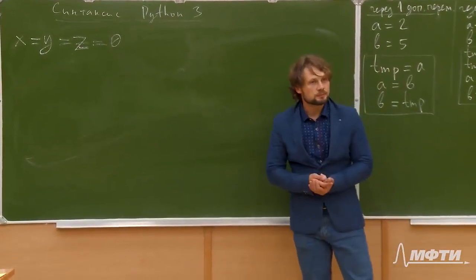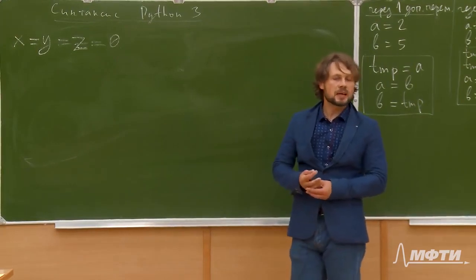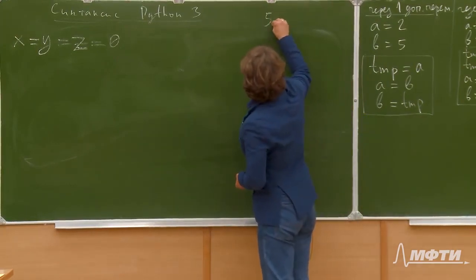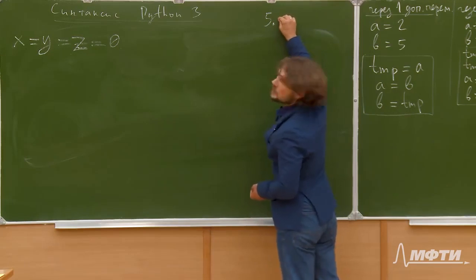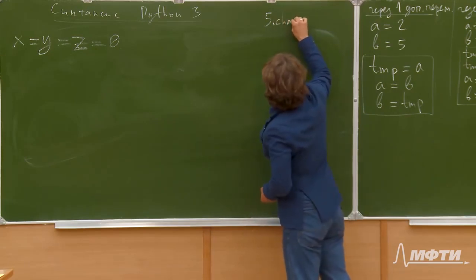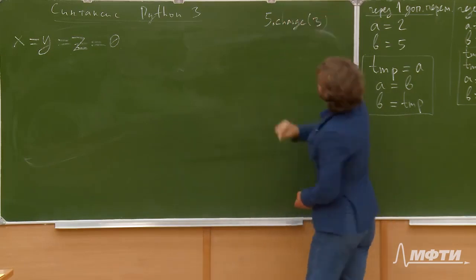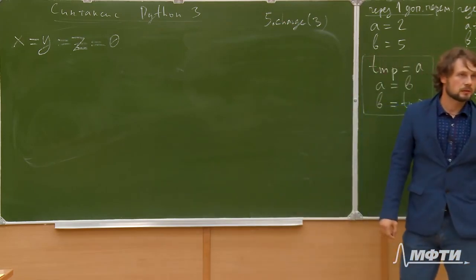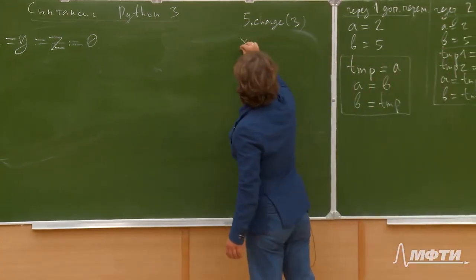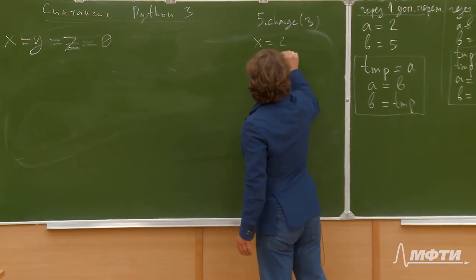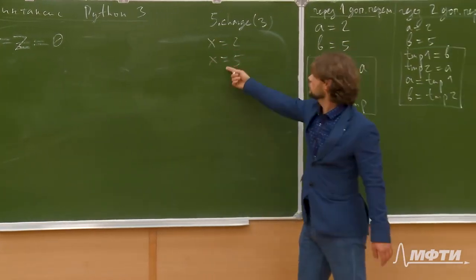The int type is immutable. I can't tell the five to change its state, to become a three. Is that clear? At the moment when I say x was equal to 2, and now I say x is equal to 5, a reconnection happens.